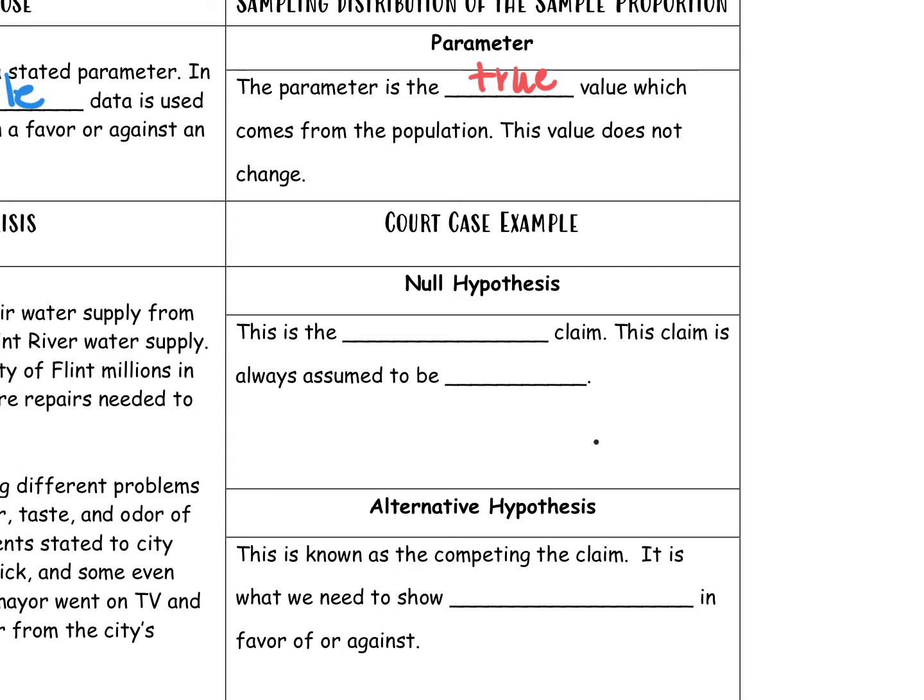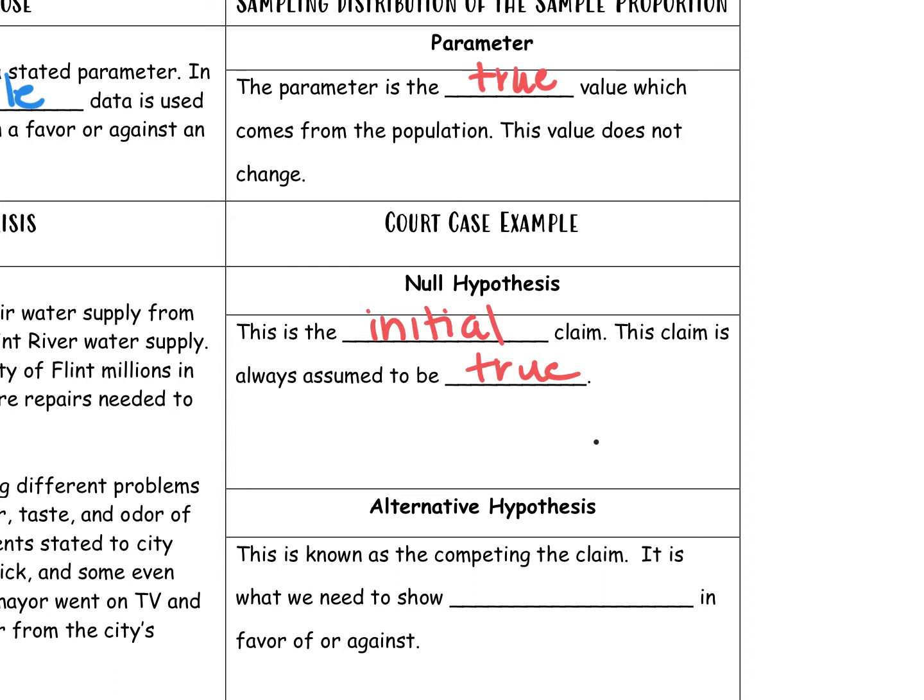And so I like introducing it from the court case, but what I found out when I did this with my virtuals the other day, most of them don't know a whole lot about court. So I'm trying to do it both ways. But in a court case, the initial claim. So in the court case, we call the initial claim the null hypothesis. So this is written as the initial claim. And this claim is always assumed to be true.